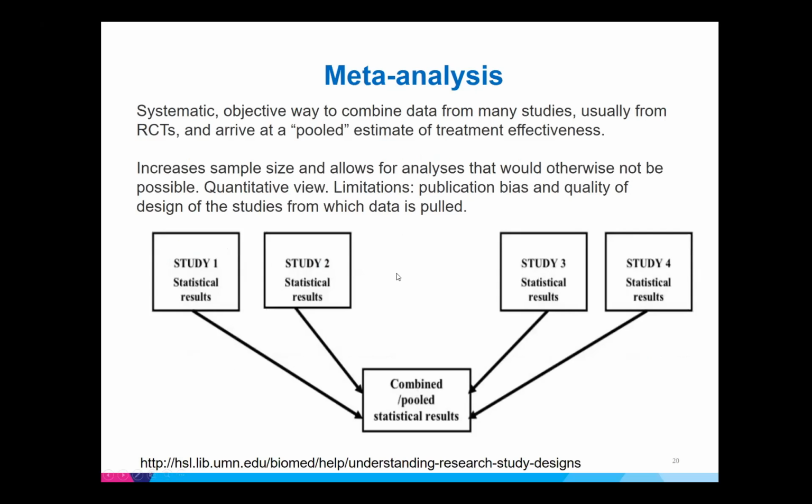Then meta-analysis, everyone's familiar with. So it's just a systematic, objective way to combine all the data from the studies. And usually they're the RCTs that you're combining, and it allows for a pooled estimate of the effectiveness of this treatment that you're looking at. It does allow you to increase your sample size, and maybe you have analyses that you couldn't do because the samples would have been too small. But the limitations are publication bias and the quality of the design of the studies in which the data is pooled. So who wants to take on, Sarah, what is publication bias?